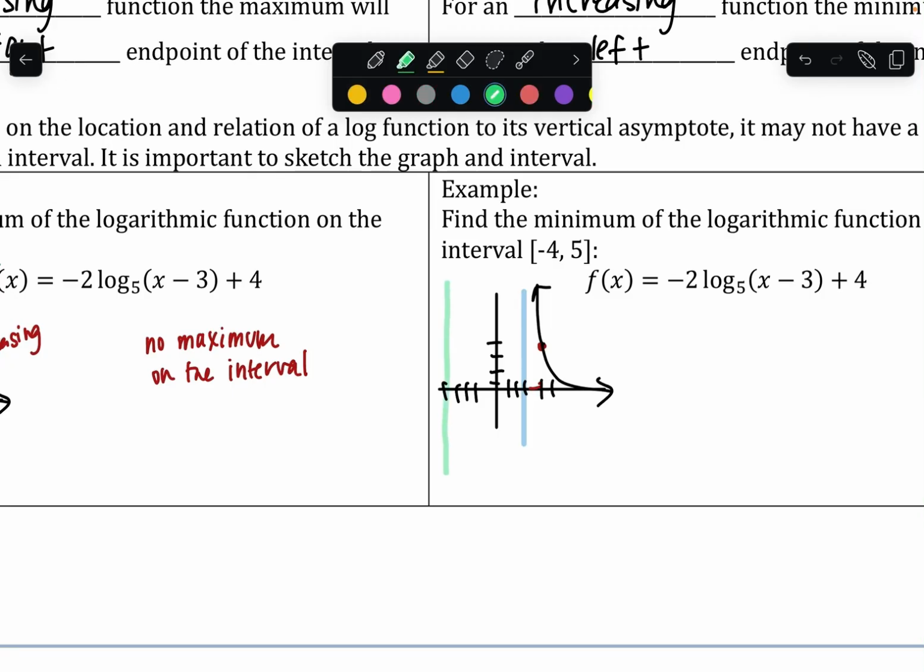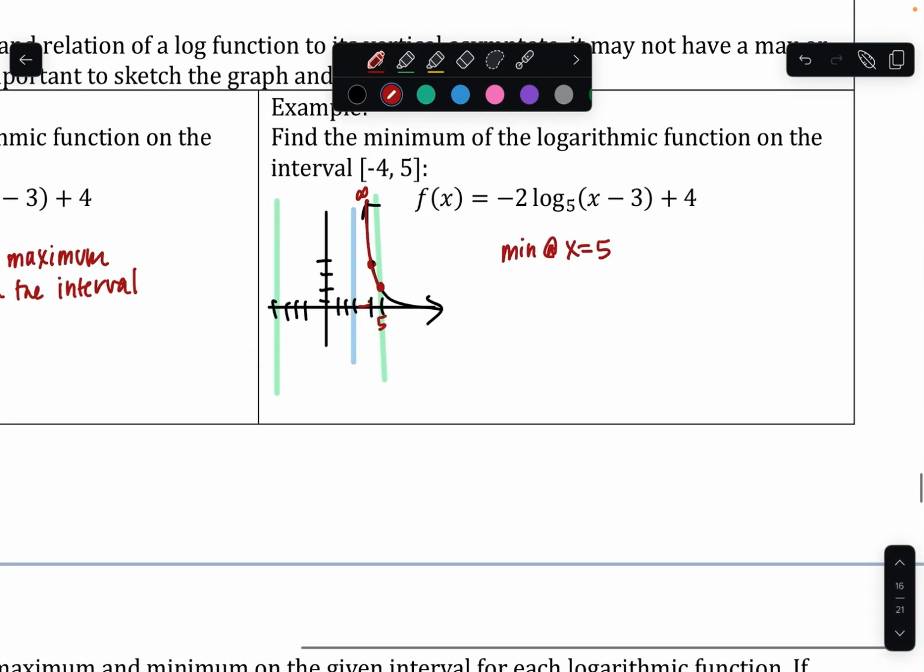And so from -4 to 5, this function is approaching positive infinity, so there's no maximum, but then we do reach a minimum on this interval. It occurs at x equals 5, okay? And so the minimum occurs at the endpoint x equals 5 because it's a decreasing function. And so now I know I need to plug in x equals 5 to my function.